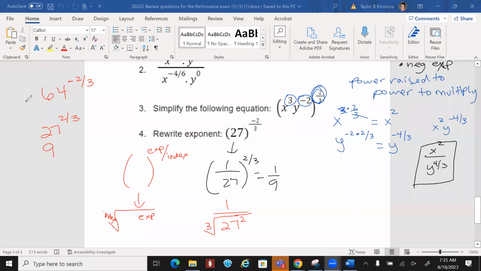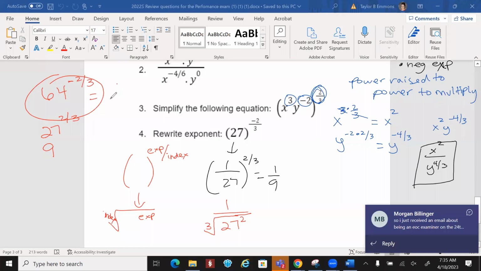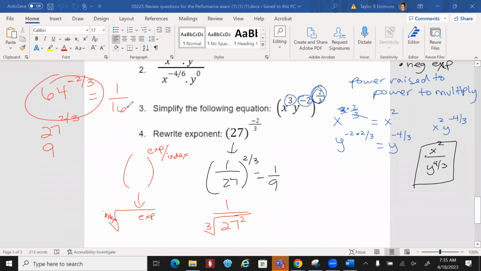All right. So what'd y'all get for 64 raised to the negative 2/3? What'd y'all get? Okay, so that's going to give you 1 over 16, right? So those are 2 questions on the performance file.